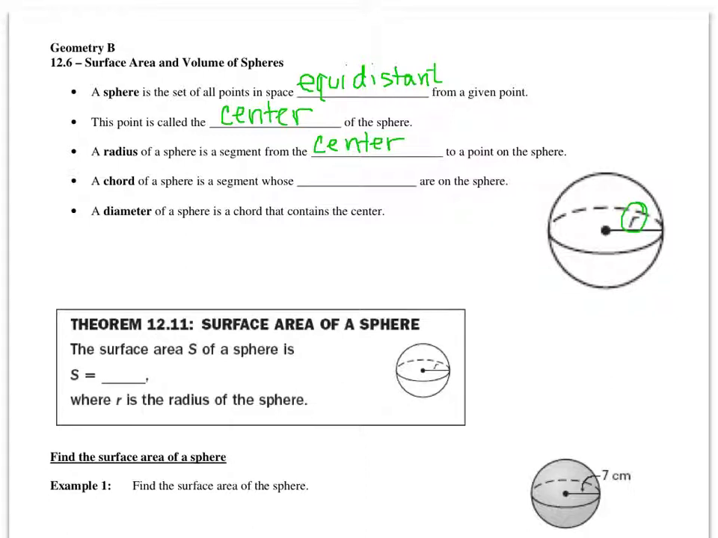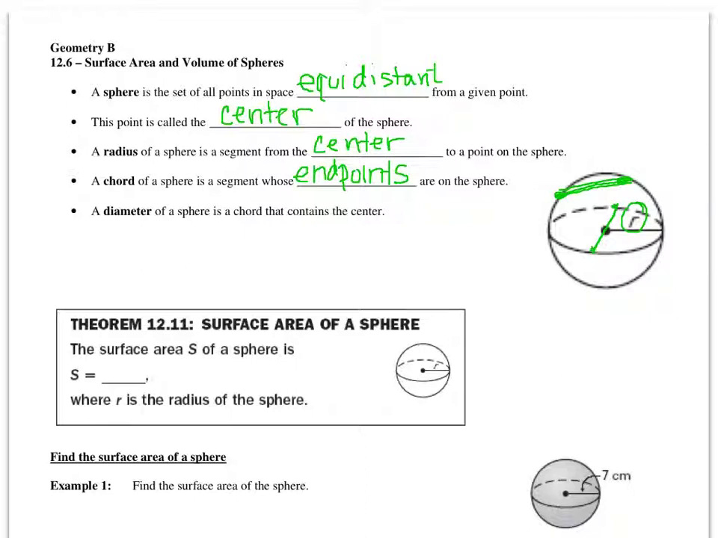A chord of a sphere is a segment whose endpoints are on the sphere. So a chord would be something like from here to here. I would have endpoints on the sphere. That would be a chord, and we've talked about chords before. A diameter of a sphere is a chord that contains the center. So I'll draw a diameter in here. That would be a diameter.